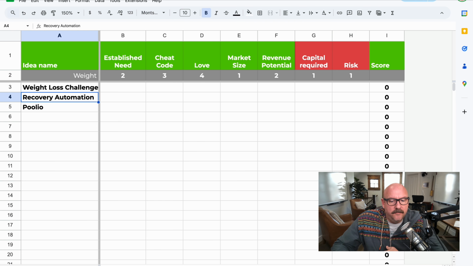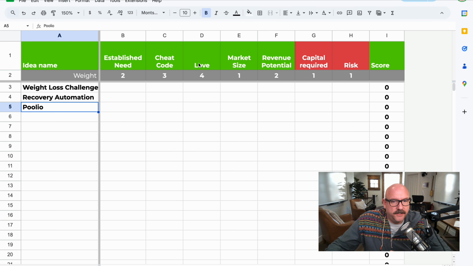Think, just-in-time education and text messages to help the surgeon who had a hard time with their patients remembering what to do during their recovery. And then the last one was about pool chemicals, and a weekly delivery of pool chemicals that are automated because you have a device in your pool. We called it Poolio.